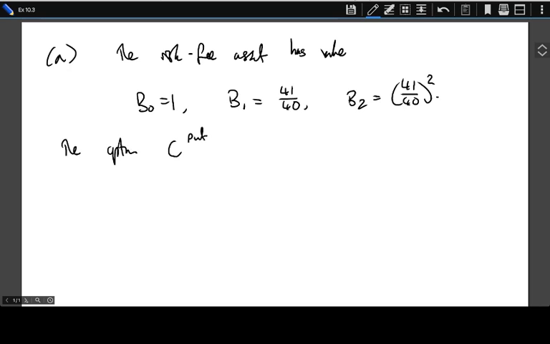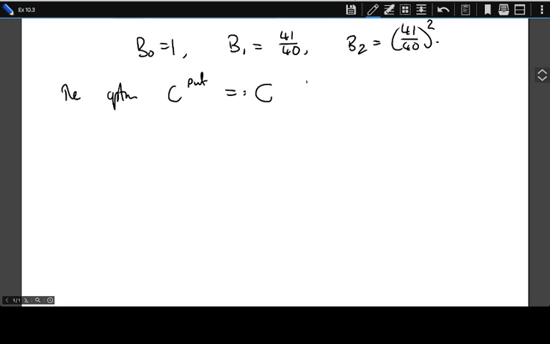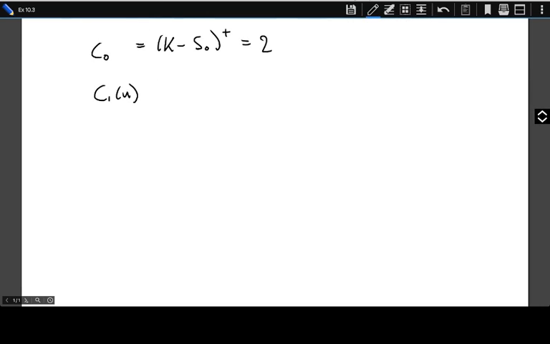The American option, C put, which I shall denote by C for now, because otherwise there'll be a lot of writing of put when it's not really necessary, has value at time 0, given by k minus S0 plus, which is just equal to 2. At time 1, we have to split over whether the value of the risky asset increases or decreases. So if it increases, the value of the American put goes to 7 over 4. If it decreases, let me just make explicit at least once what's going on here.